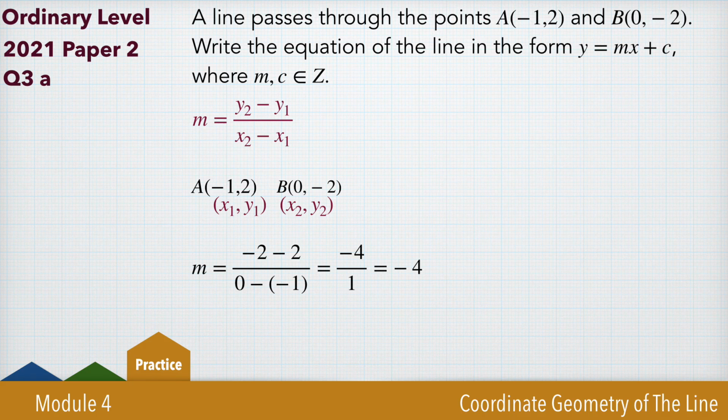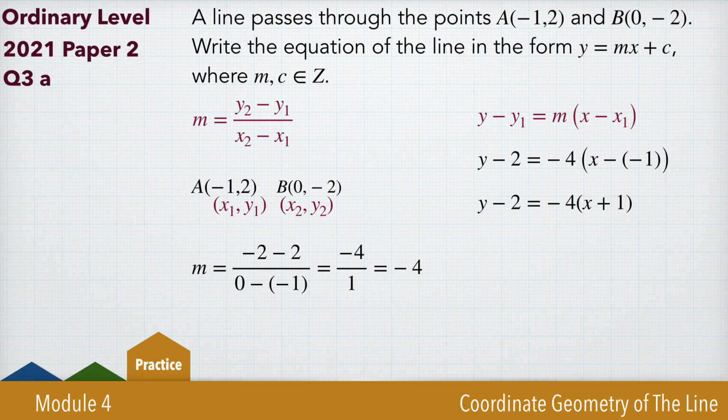Using our equation of the line formula and substituting the found slope and one point, A (-1, 2), we can now simplify and rearrange into the required format, giving us an equation of the line as y = -4x - 2.